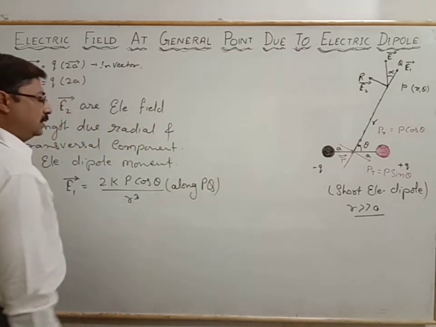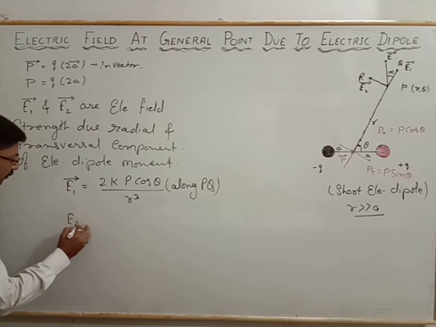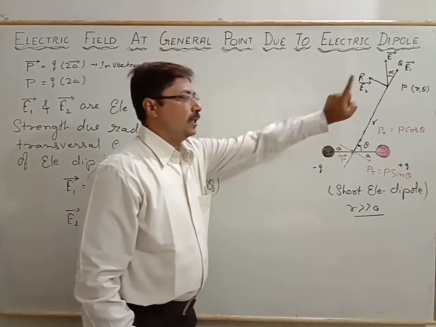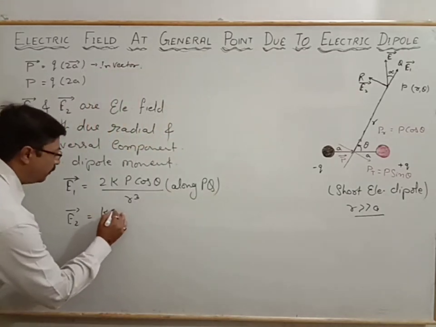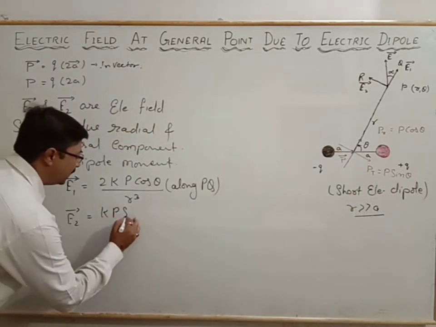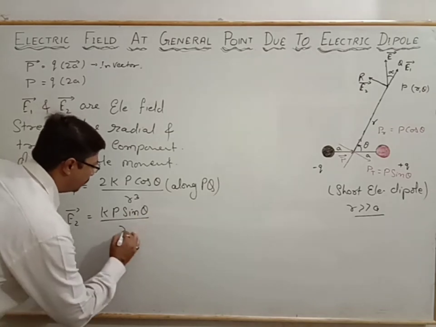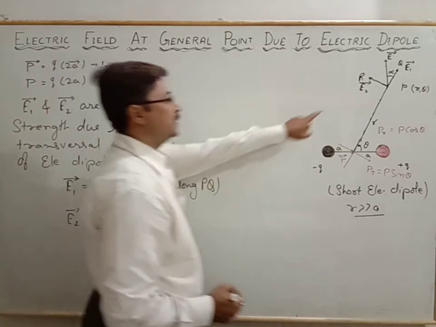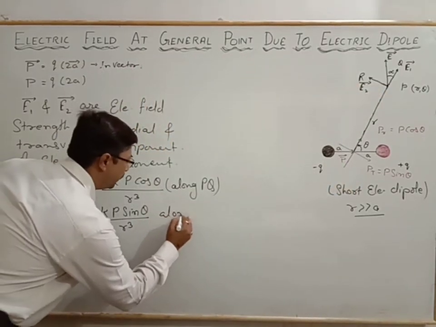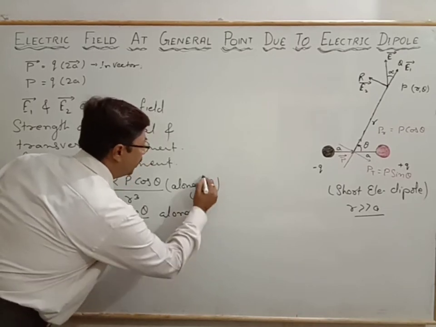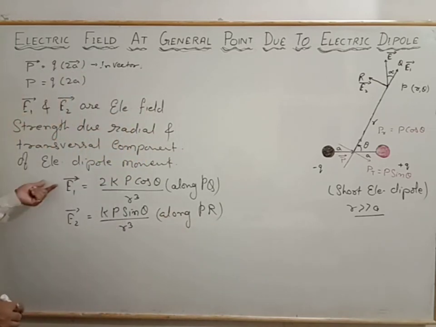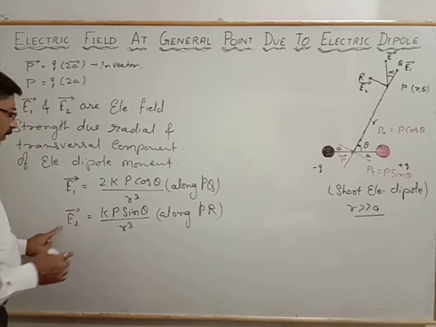Now similarly, the E2 vector is the equatorial field at the equatorial point. So it is k, in place of p we will write p sin theta, so it is k p sin theta by r cube, and the direction is against the dipole moment p. So that represents the vectors for the axial and the equatorial.